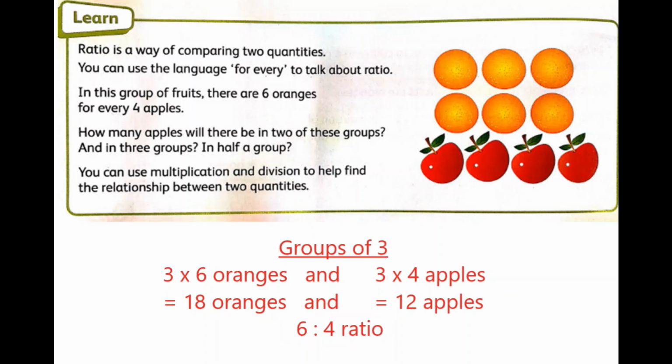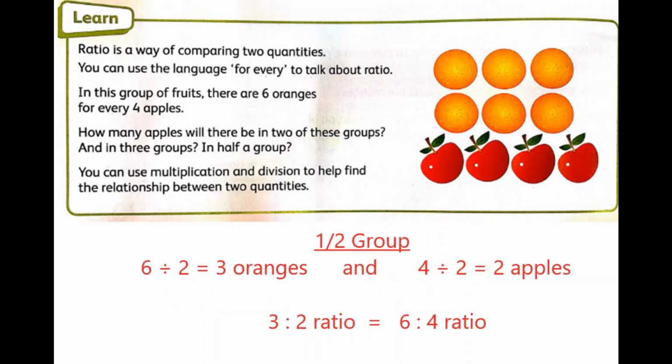Let's go ahead and look at the half group here. Now this one's a little different because now you're dividing the ratio in half, basically. So for half a group, we will just take the 6 oranges to 4 apples and divide that ratio, which will change it to a 3 to 2 ratio, because half of 6 is 3, and half of 4 is 2. So the oranges to apples ratio will be 3 to 2, which is half the ratio.